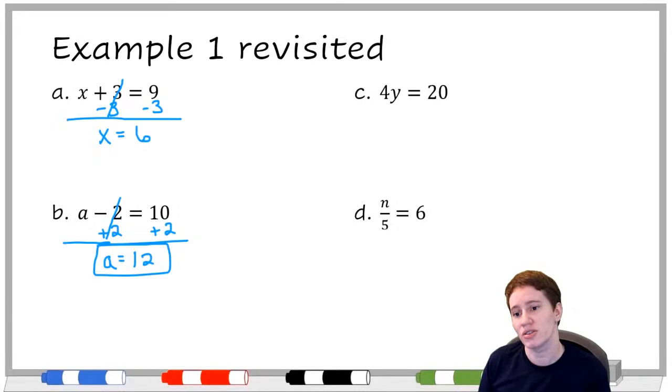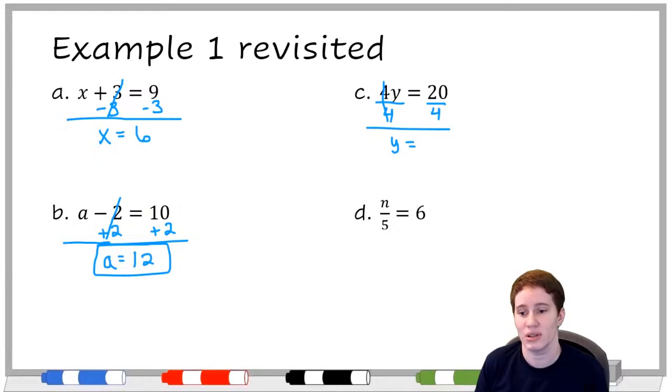Part C. So earlier when we did this, we said this is multiplication. 4 times y equals 20. The opposite of multiplication is division. So we are going to use the division property of equality to divide both sides of this by 4, and get y equals 20 divided by 4. Again, this is essentially the same thing we did earlier. We just did it in our head earlier.